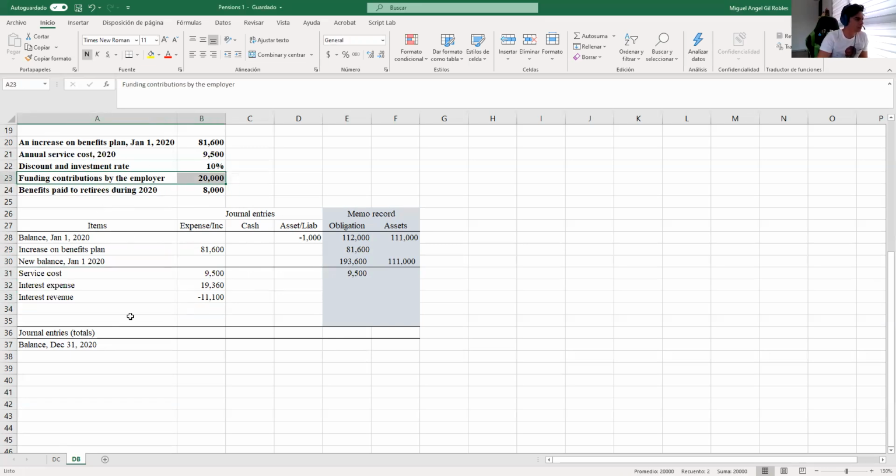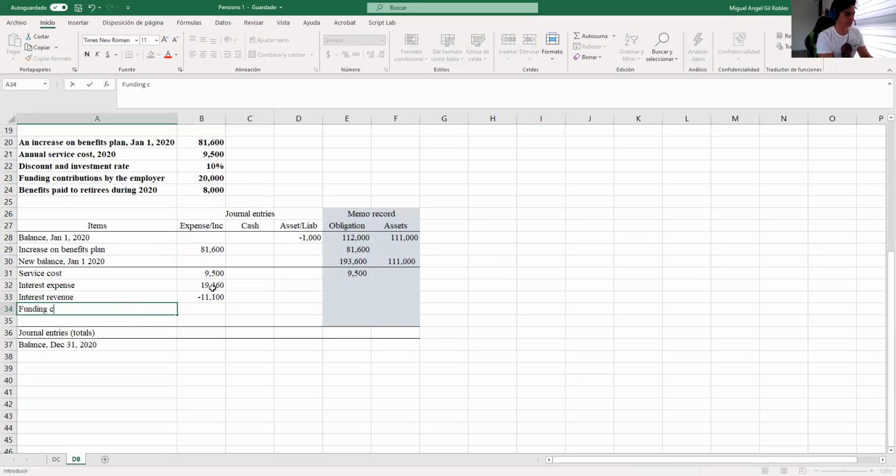We need to continue with the funding contributions. So funding contributions, it's going to be 20,000. So remember, funding contributions means money that the firm pays to the fund. So 20,000 positive in assets and minus 20,000 in cash.